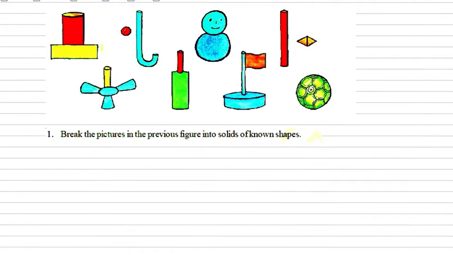Next, here are given some combinations of pictures. Break the pictures in the previous figures into solids of known shapes. So look at this figure. Here we have a cuboid and here we have a cylinder. It is a combination of cuboid and cylinder. In the second figure, it is the sphere, a ball they have given, and it is the shape of a cylinder.